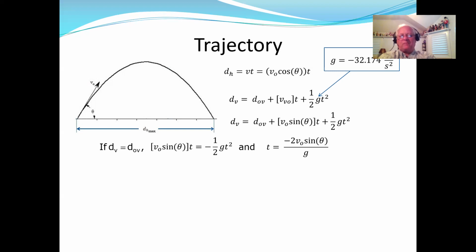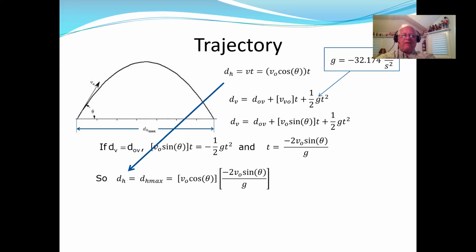You solve for time. It turns out that the time it takes for the object to come back to the same height where it started is minus 2 v naught sine theta over g. So effectively, we might call this the time of flight. It's the amount of time that the object is in the air, as it were. So that's one useful equation, the time of flight of an object. And we'll ask questions about that sometimes on the test.